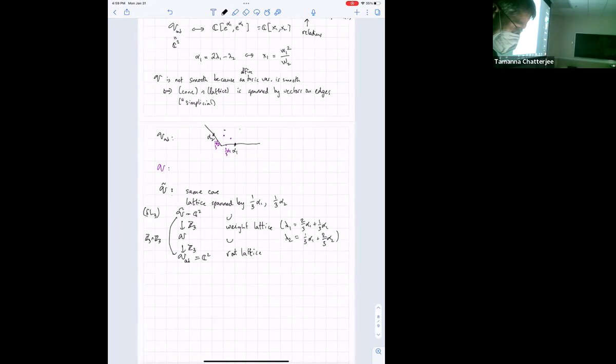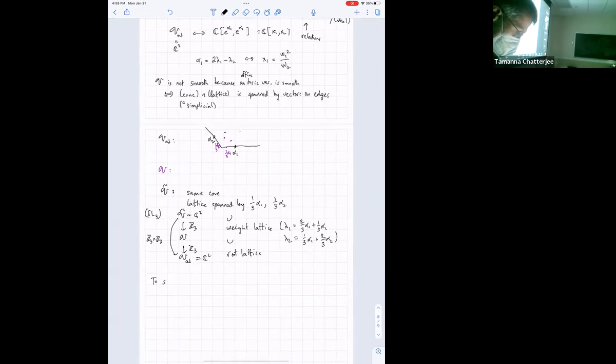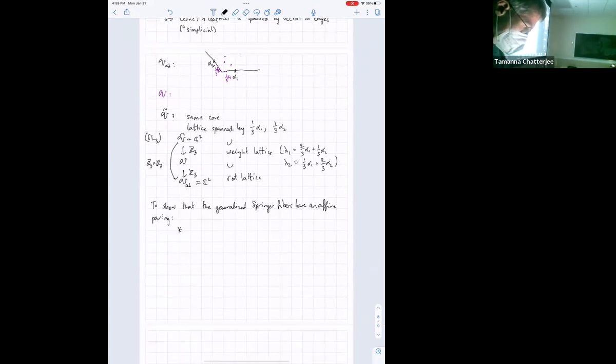And so the last thing I said: to show that the generalized Springer fibers have an affine paving, basically you analyze the toric maps. And what you have to do is relate to the known fact that the ordinary Springer fibers have an affine paving. So you have to relate to the known affine paving of the regular Springer fibers.